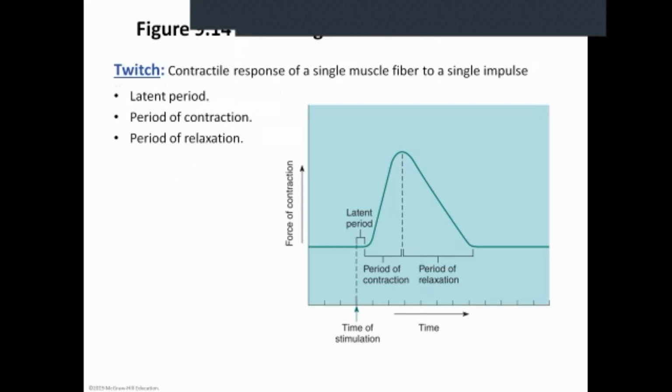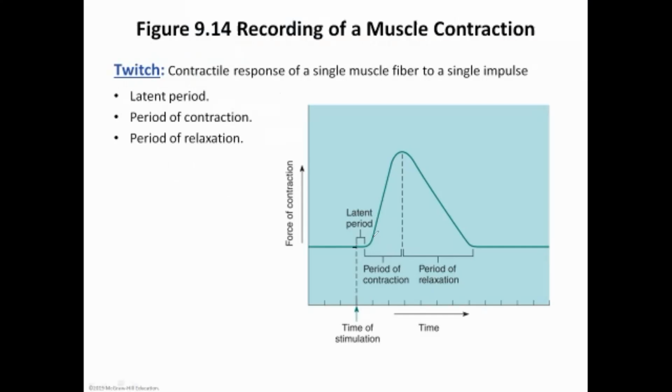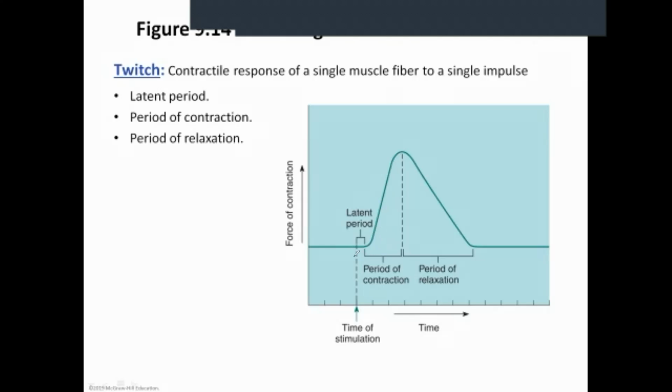So what we're seeing here is called a twitch. A twitch is a response of one muscle fiber to one single impulse. What you're going to see is a period where it's stimulated, and then a period of contraction that's happening right here. So there's a little gap in this piece. It's called the latent period. It takes some time to get this to go. But once it does go, once it hits that threshold, it's going to contract.